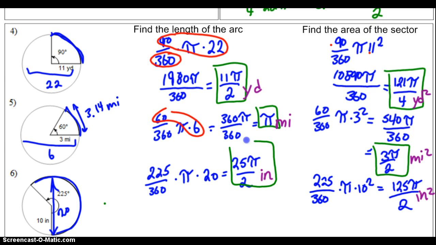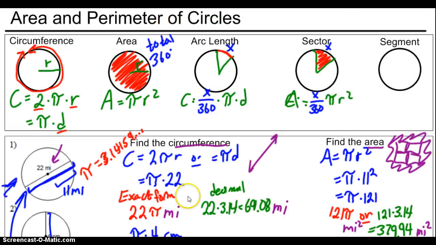Okay, there you have it. There is 5 and 6. At this point, we've talked about circumference and area of the whole circle, and arc length and sector are just part of the circle. Remember, they're very related. The only difference between circumference and arc length and area and a sector is just that we're multiplying the formulas by the number of degrees of the arc over 360 in the front of the formula.